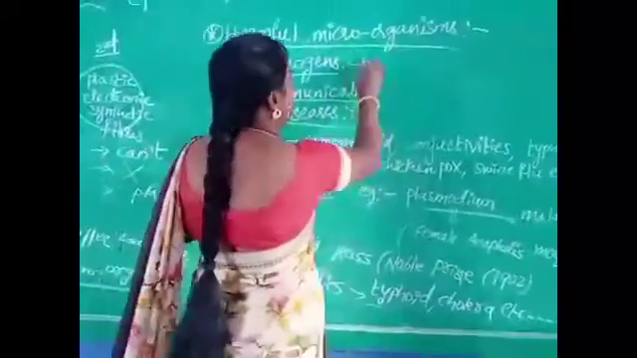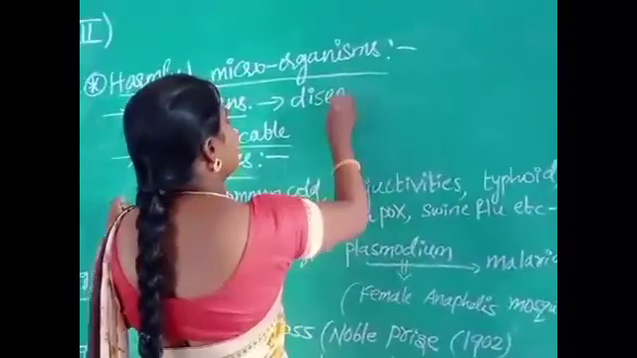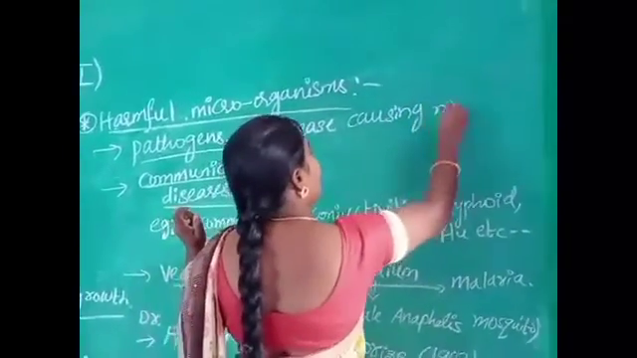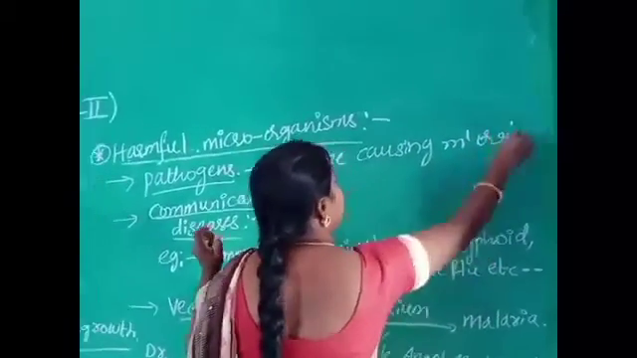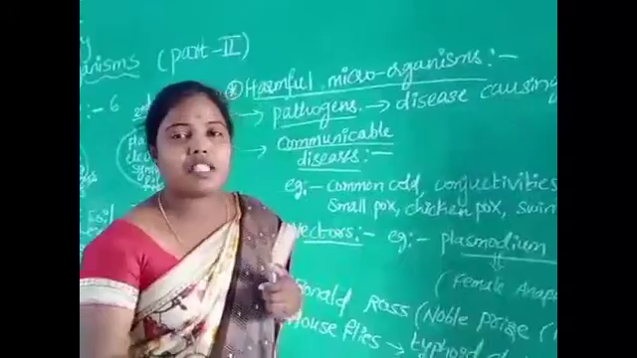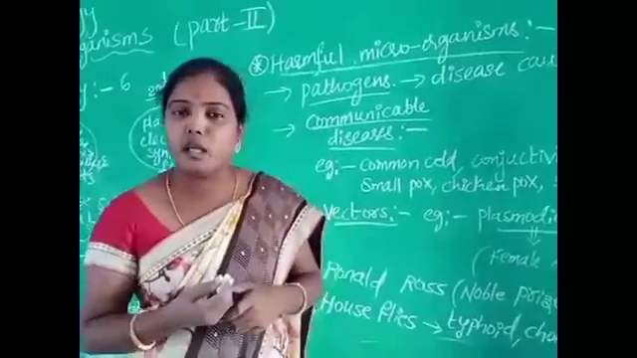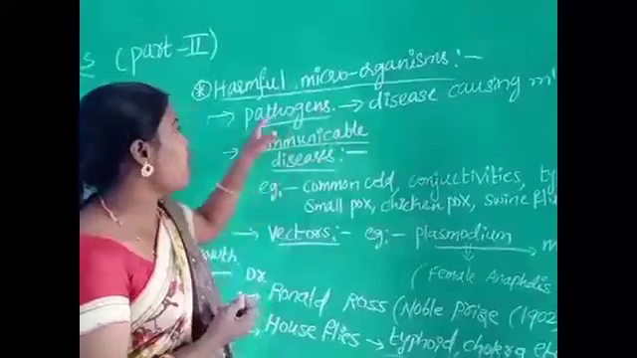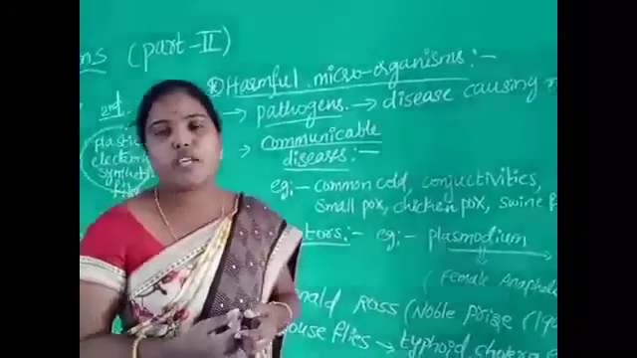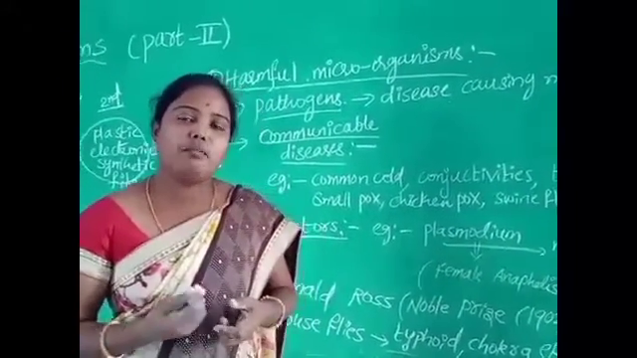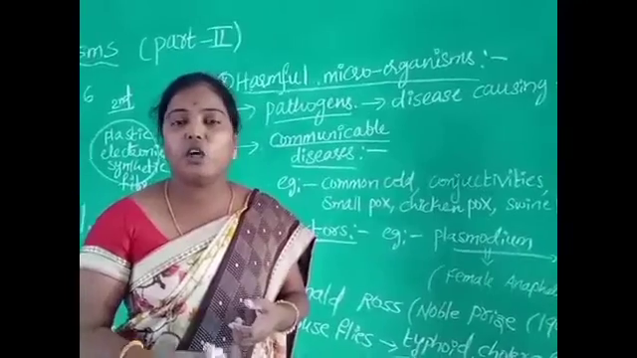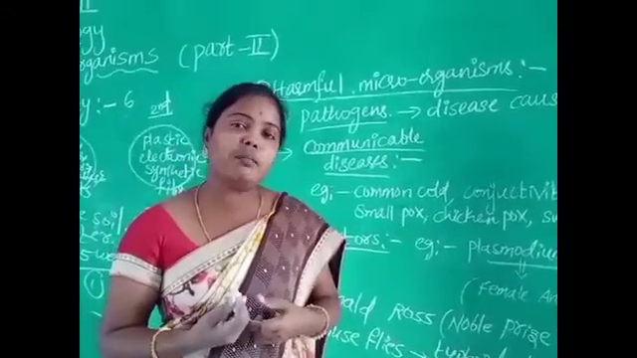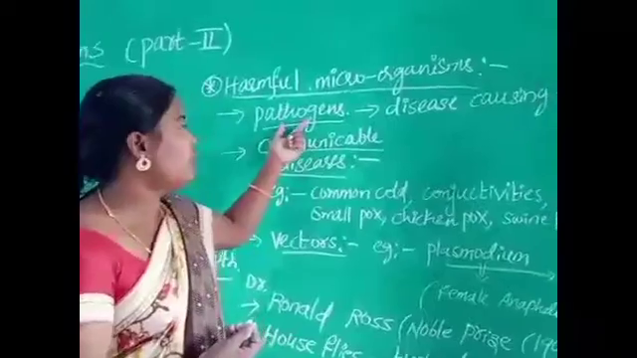Pathogen is nothing but a disease causing microorganism. Which microorganisms cause diseases in plants, animals and human beings? They are called pathogens. For example, bacteria, virus and fungi cause harmful diseases in plants, animals and human beings. That's why they are called pathogens.